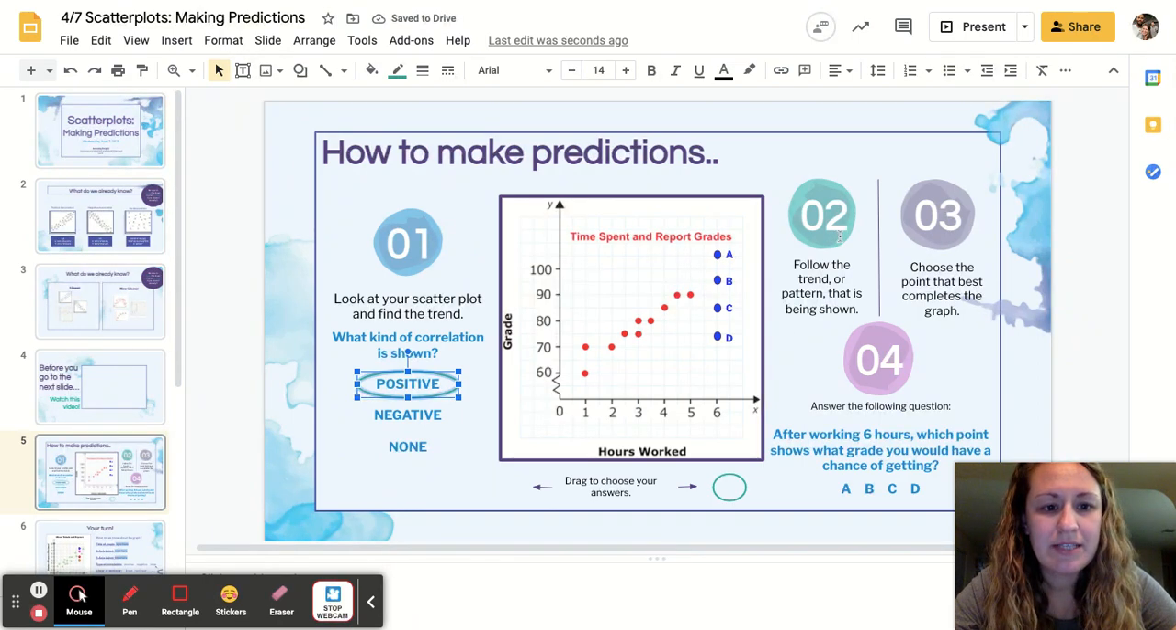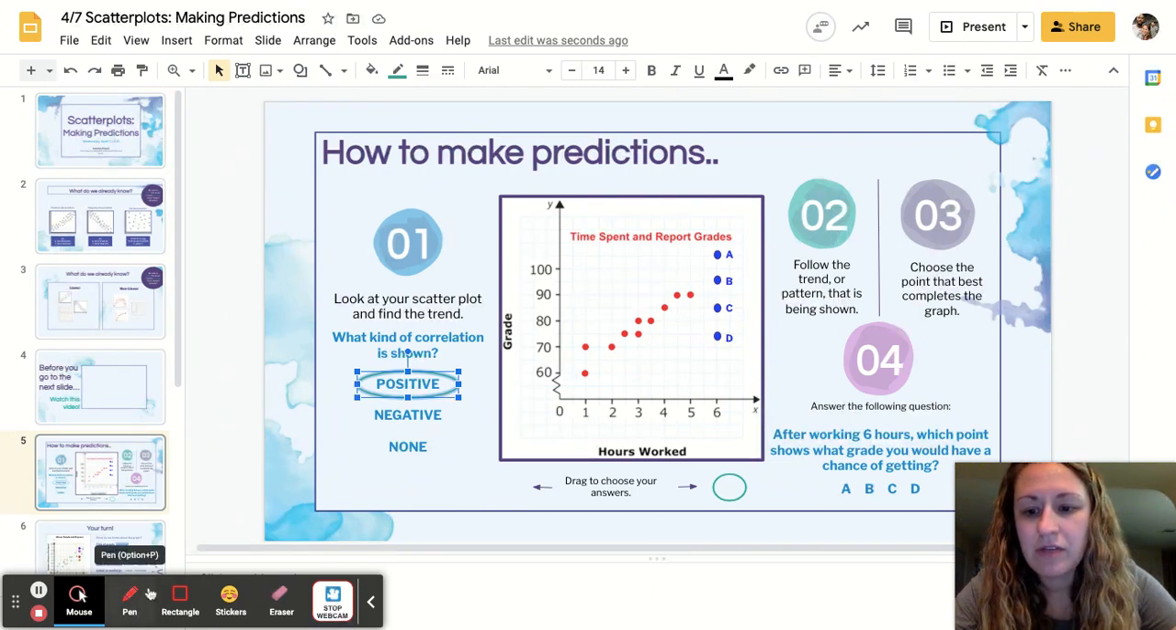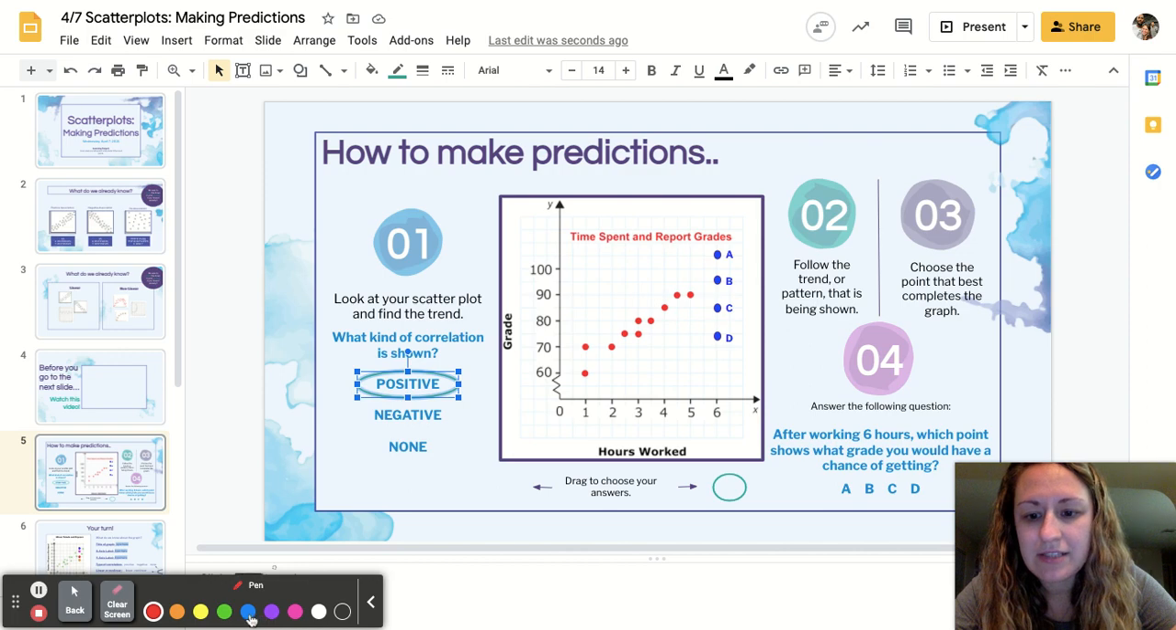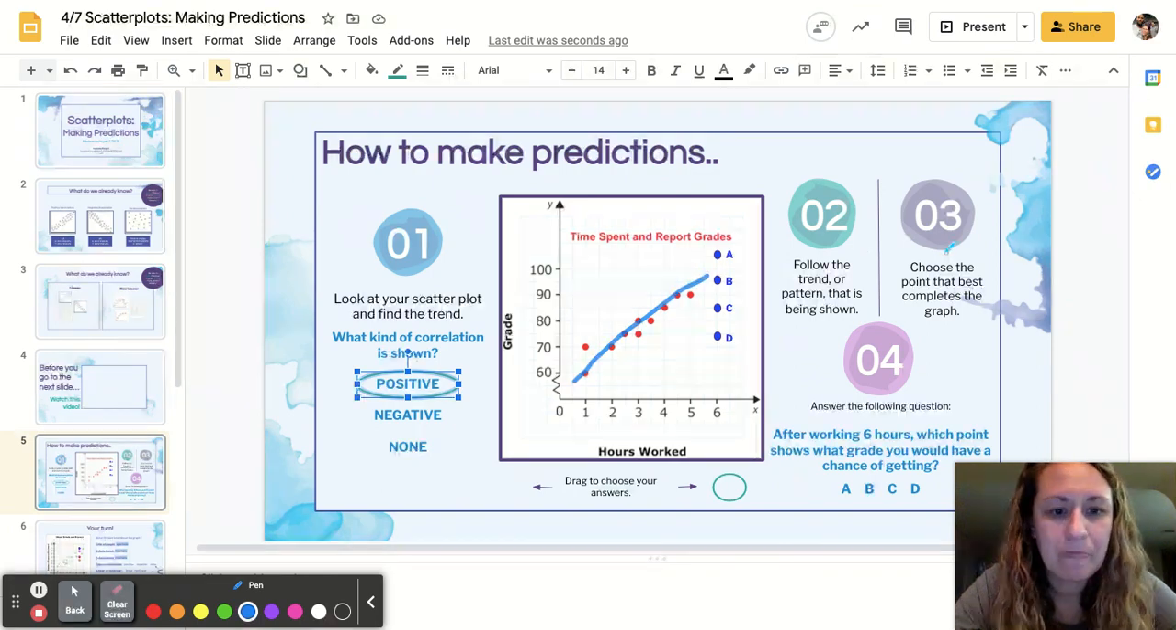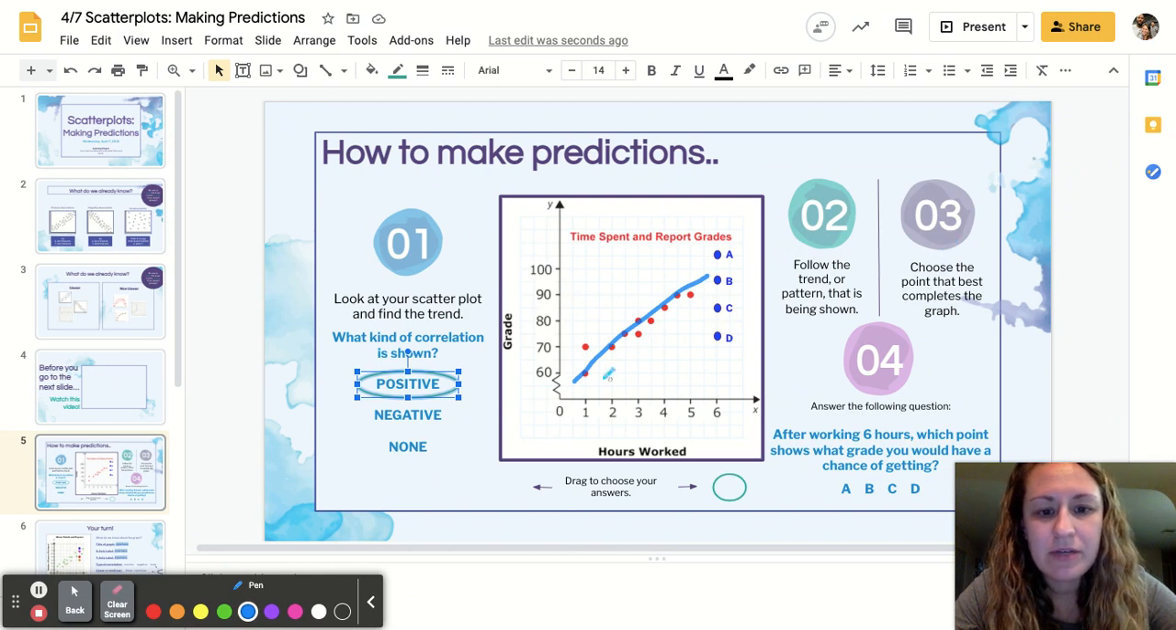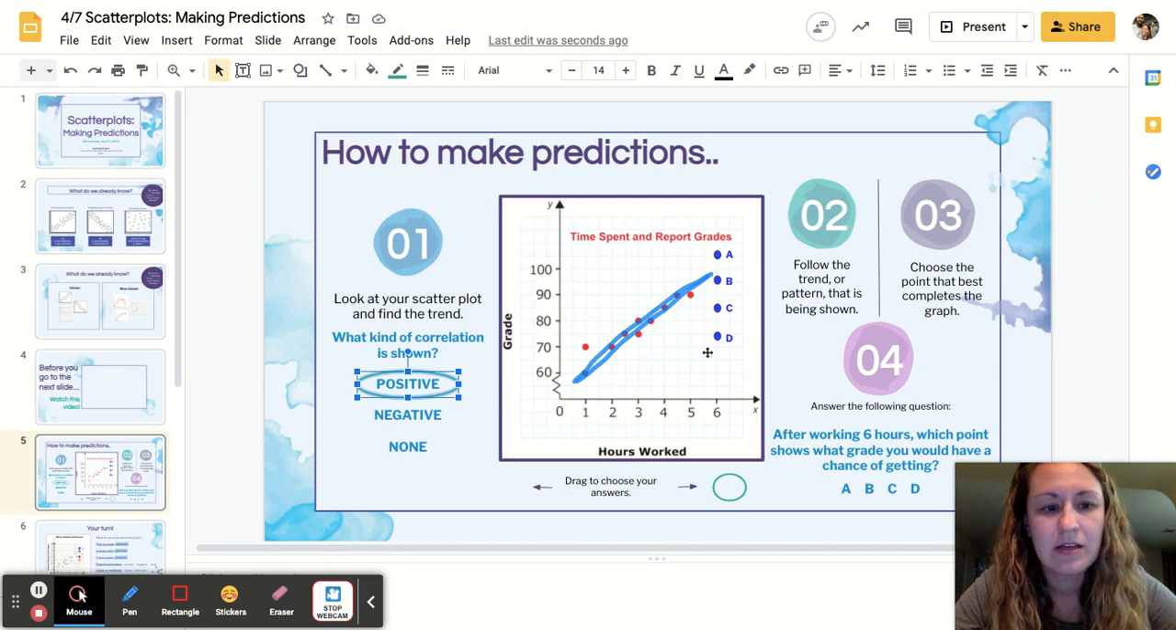Okay, so step 2 is telling us that we need to follow the trend or the pattern that's being shown. So if we look, we're following this trend and it's starting down here and it's moving its way up the graph, okay? It's moving its way up. So today what we're gonna be doing is we're gonna keep following this trend. We're gonna be following this line that our trend is making to try to figure out which point is going to come next. We're making our prediction about what is going to come next for us.